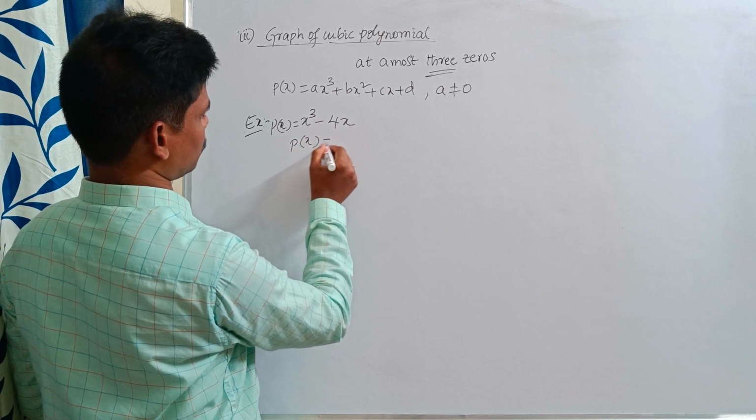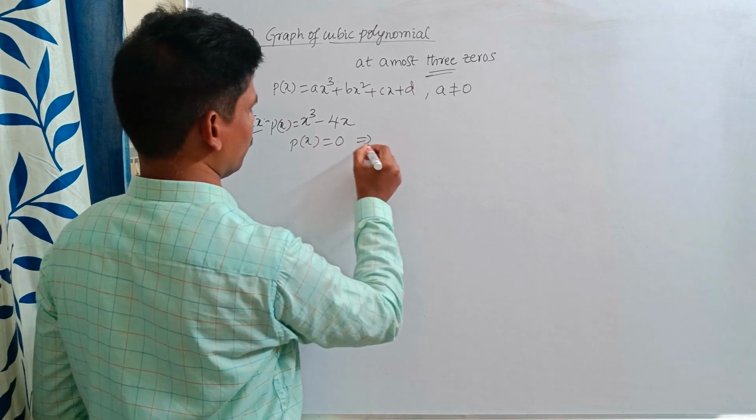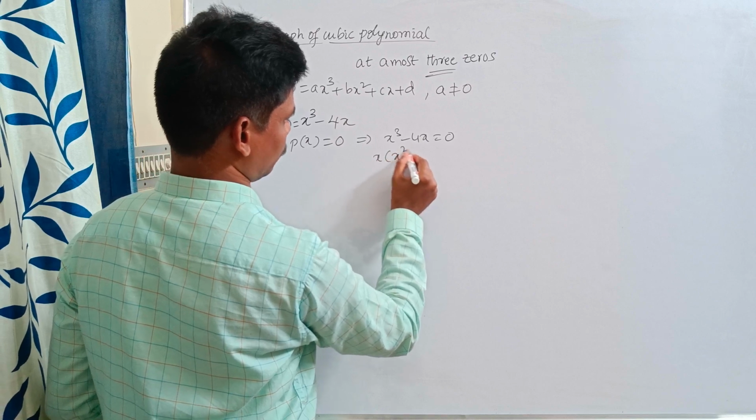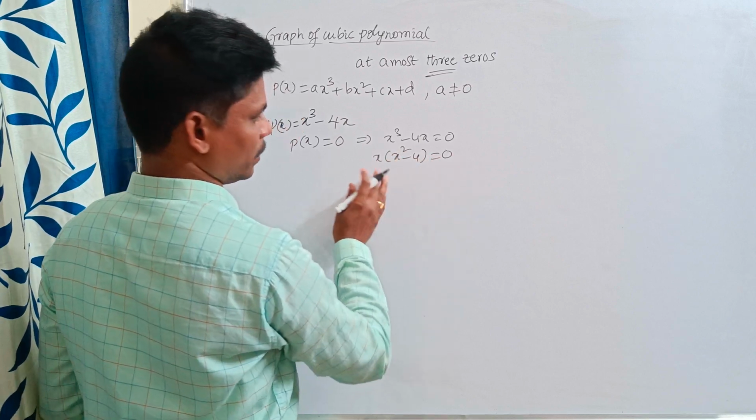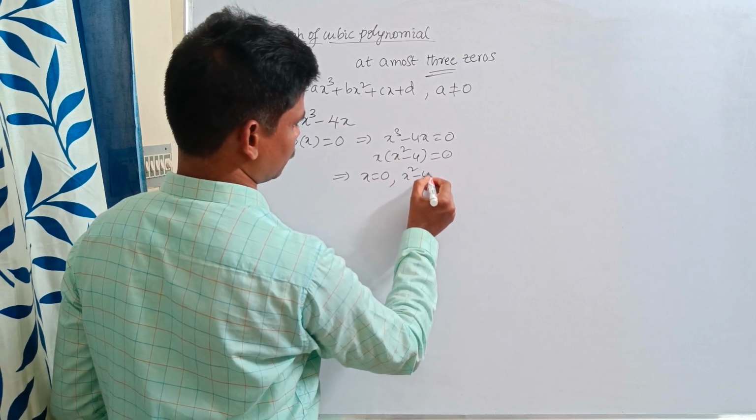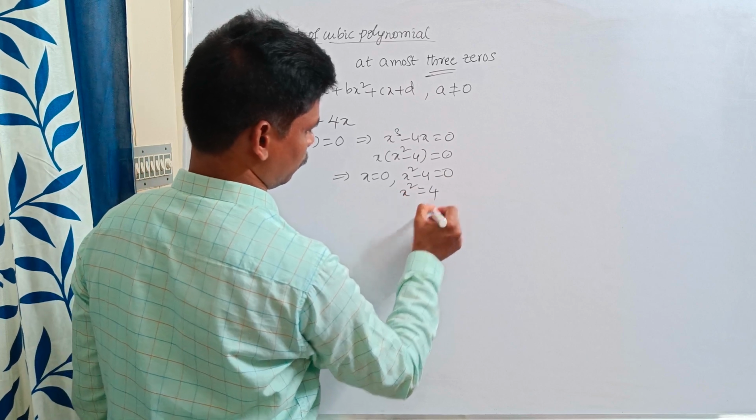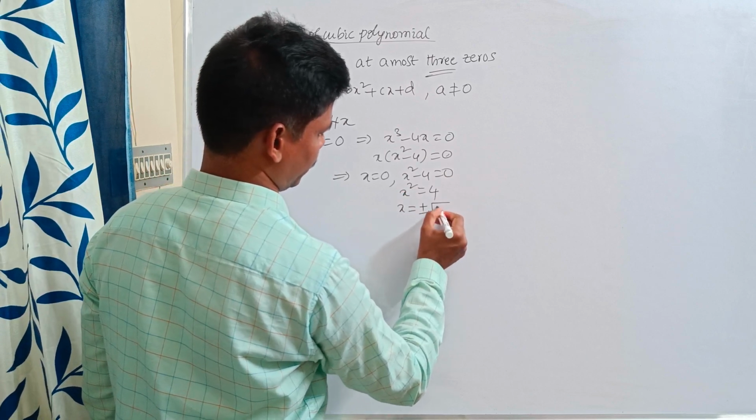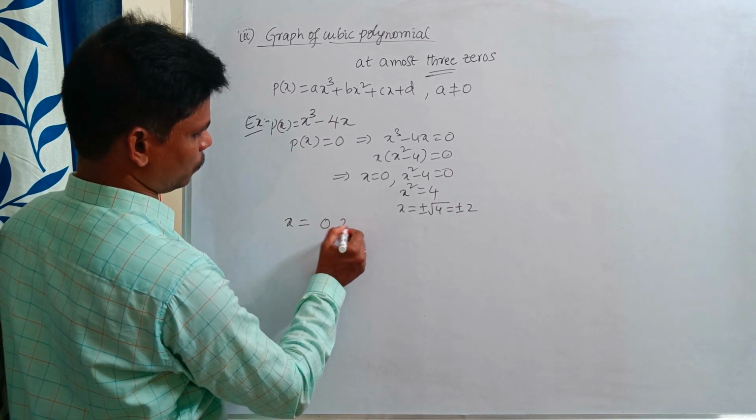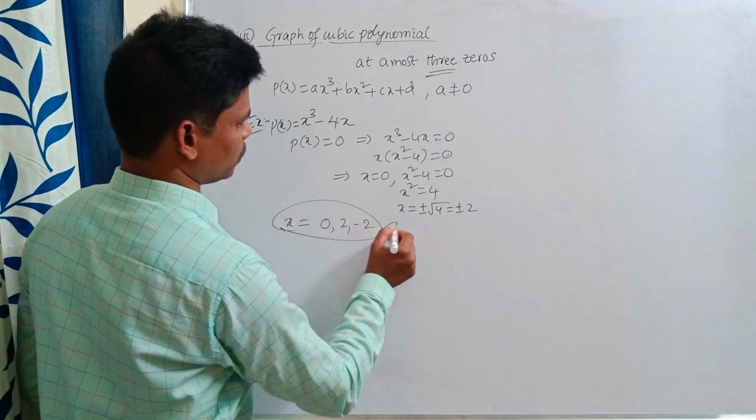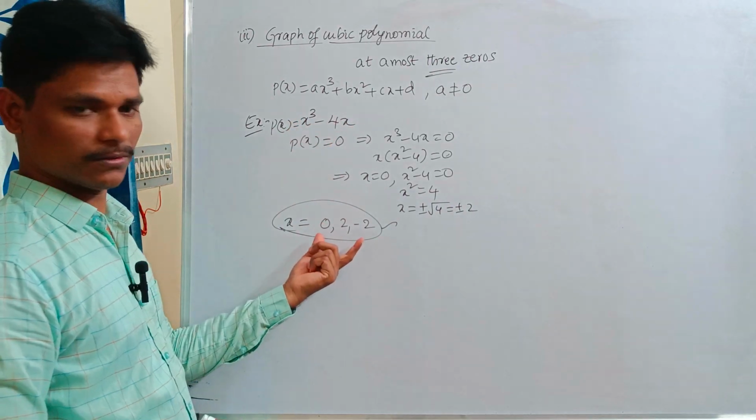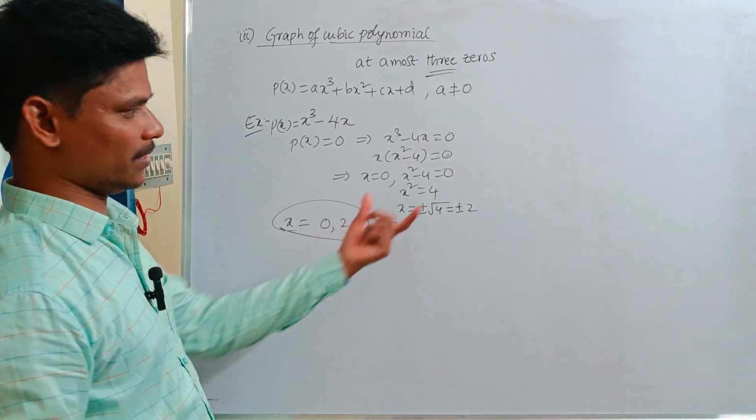The zeros of this polynomial: p of x is equal to 0, so x cube minus 4x is equal to 0. Take x common: x into x square minus 4 is equal to 0. So x is equal to 0 and x square minus 4 is equal to 0. x square is equal to 4, x is equal to plus or minus root 4, that is plus or minus 2. So the 3 zeros are 0, 2, minus 2. These are the 3 zeros of this cubic polynomial. So how will it show in the graph?